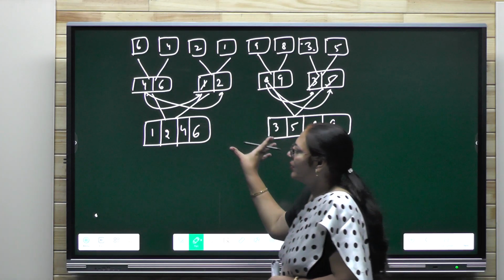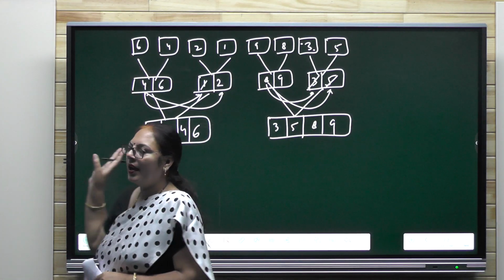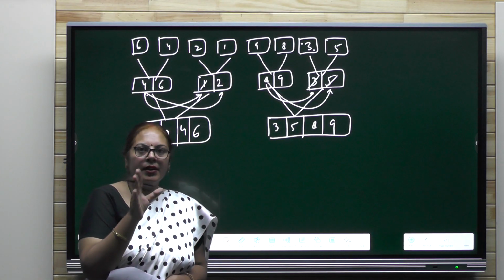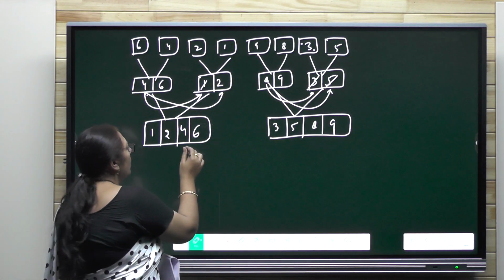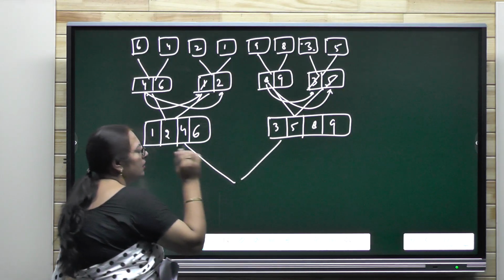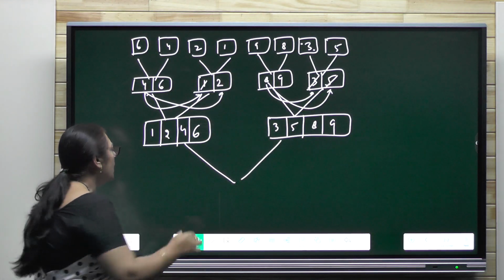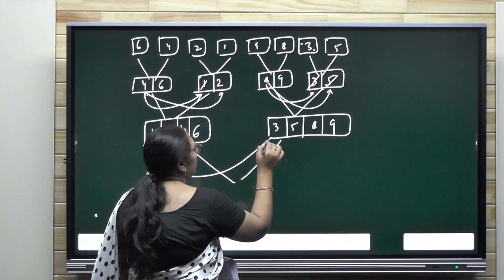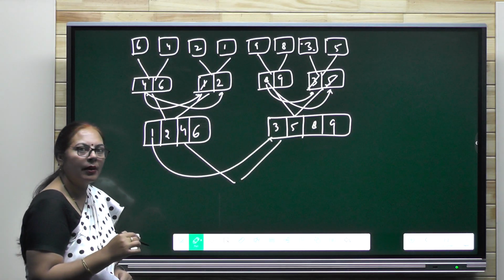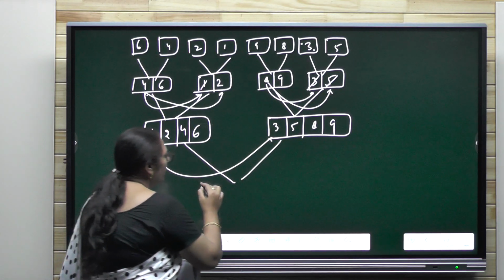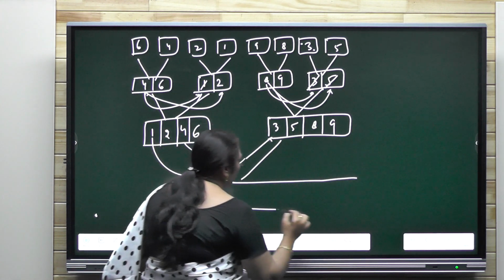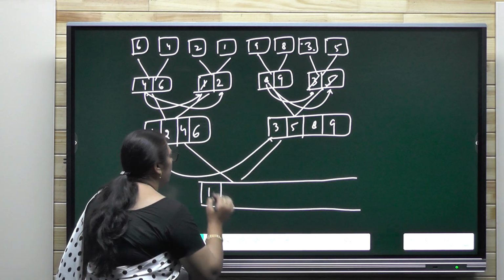So now we have two sub-arrays, and remember these sub-arrays are already sorted. Inside it, these are sorted. Now we are going to merge these two. The same process we will apply. The first element will be compared with the first element of the second sub-array. 1 is less than 3. That means in the resultant array, 1 will come at the first position.